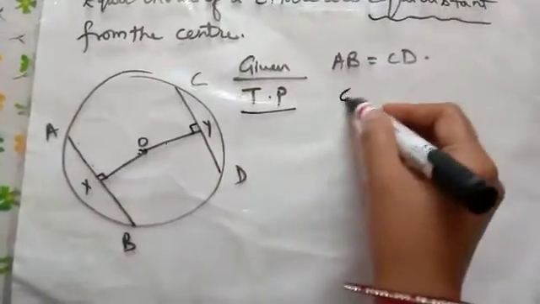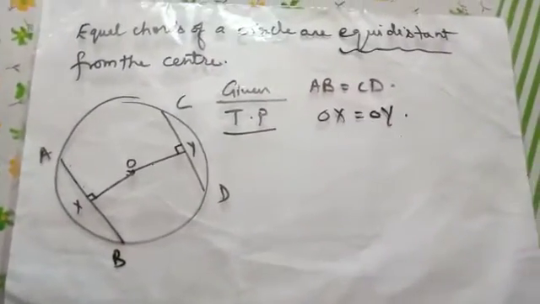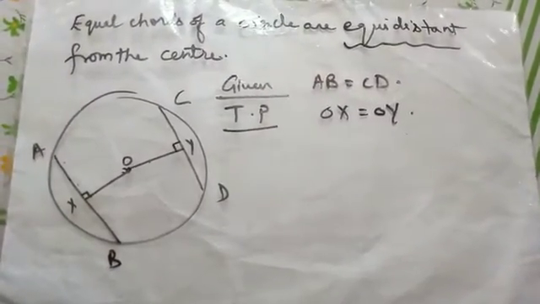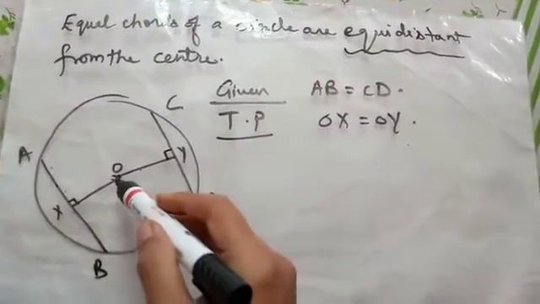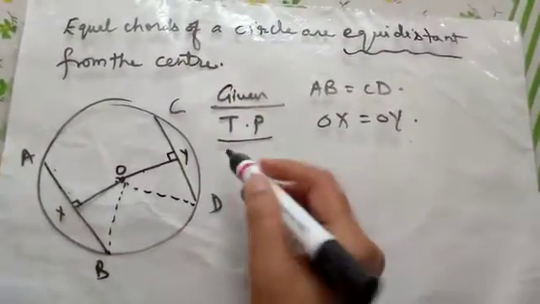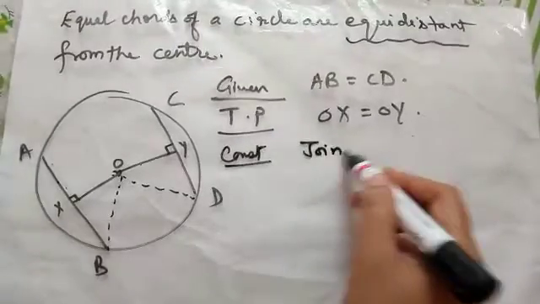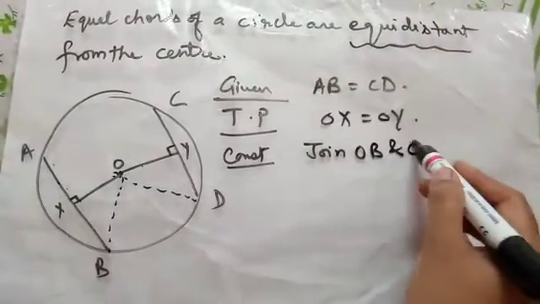So हमें क्या प्रूव करना है? That OX is equal to OY. Now how will we prove that OX is equal to OY? So we are joining OB and OD. So construction is join OB and OD.